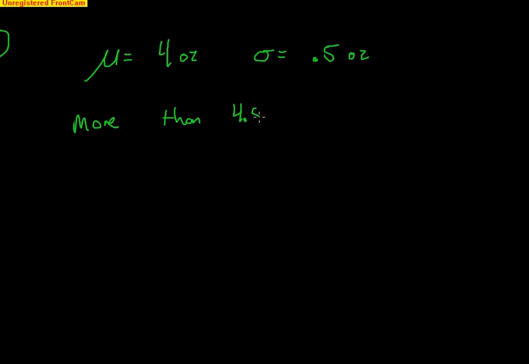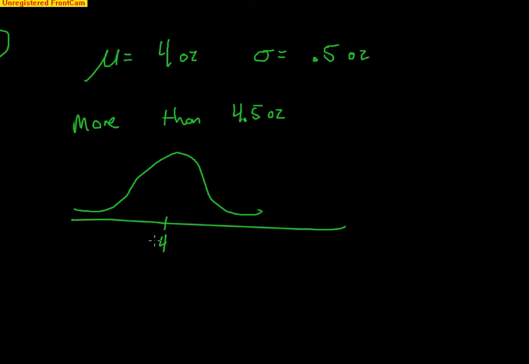Right smack dab is the 4 ounces I expect there to be for the total of 2 bowls. Go up 1, go up 2, go up 3, go down 1, go down 2, go down 3. That would be 4.5, 5, 5.5, 3.5, 3, 2.5, because my standard deviation was 0.5. So I want to find the probability of there being more than 4.5. That would be anything above that.